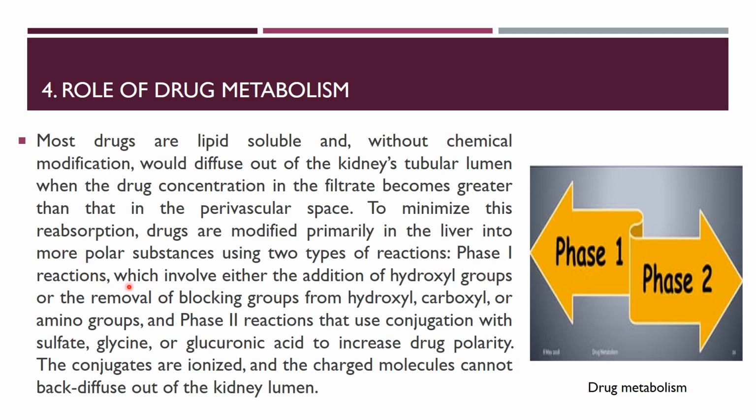Phase 1 reactions, which involve either the addition of hydroxyl groups or the removal of blocking groups from hydroxyl, carboxyl, or amino groups, and phase 2 reactions that use conjugation with sulfate, glycine, or glucuronic acid to increase drug polarity. The conjugates are ionized and the charged molecules cannot back diffuse out of the kidney lumen.